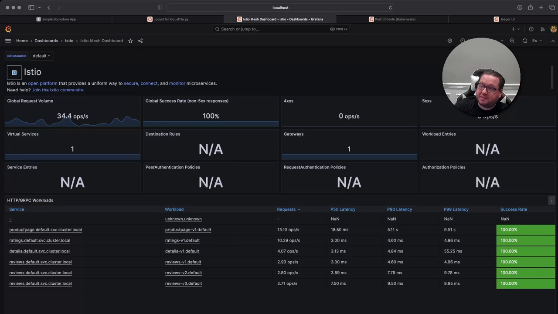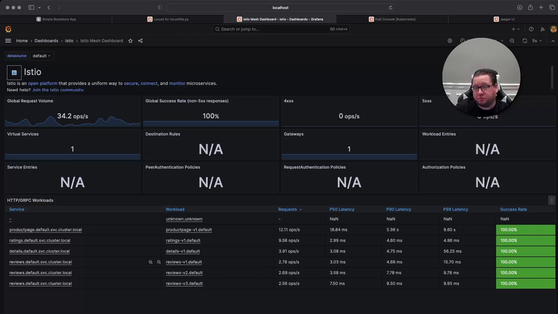Now, this is nice, but this doesn't really tell the whole story, because I could theoretically start making SLOs off of these metrics, but I don't fully understand the dependencies yet. This is showing the product page's metrics in isolation, not understanding where those are coming from. Likewise for ratings, details, and reviews, which are microservices that the product page calls. So we want to dig a little bit deeper. So how do we do that?